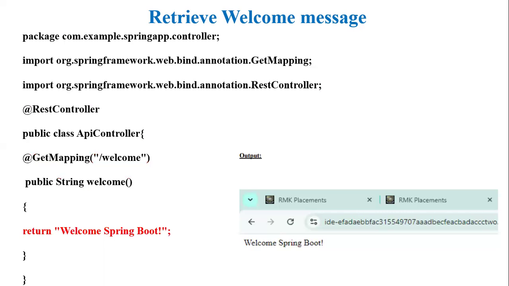So here we have declared the method called welcome, which is annotated with @GetMapping. Also, it includes the endpoint called welcome. When the HTTP request is initiated with the endpoint called welcome, automatically the welcome method is called and it returns the string "Welcome Spring Boot". The output is given on the right hand side.